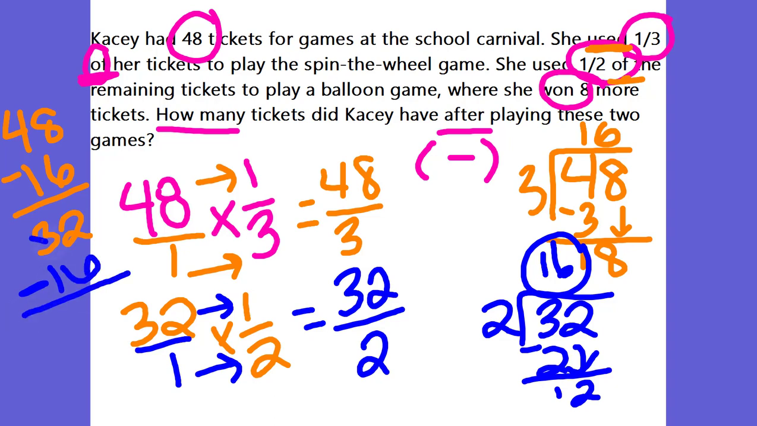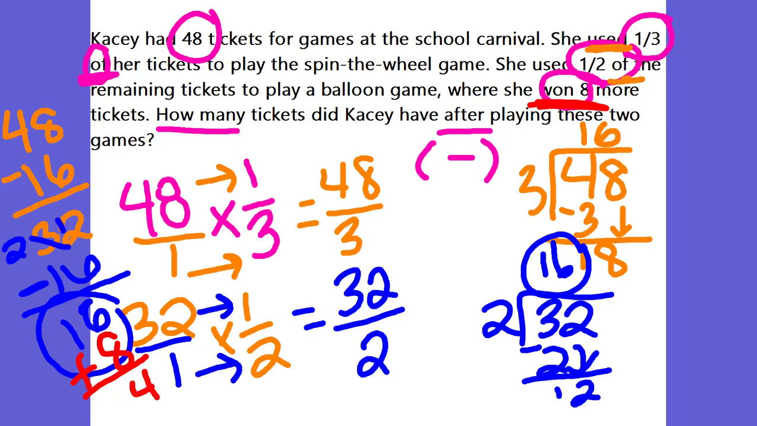She's going to be left with 16 tickets. Okay, now that is not my final answer because then she won 8 tickets. So if I'm winning tickets, I'm going to be adding it to this. So I'll be adding 16 plus 8. And if I do that, I know that she has 24 tickets.